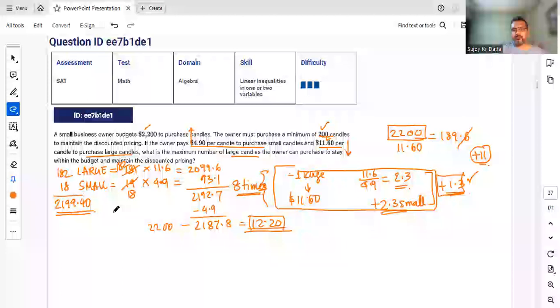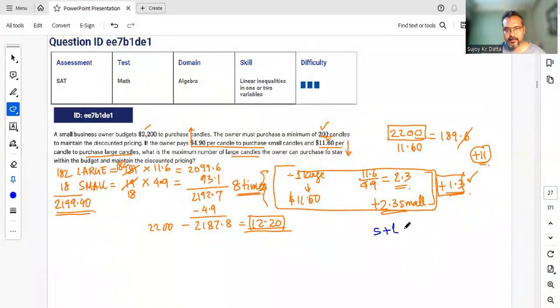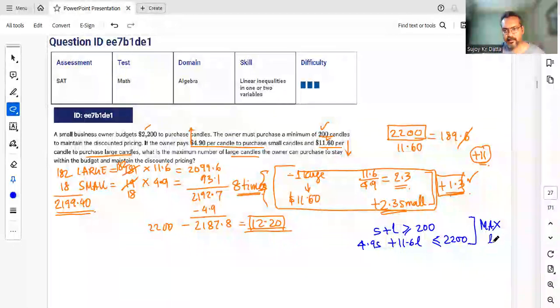So instead of solving with equations, I feel that this is a much better way of approaching because it's more logical. If you want to do it with equations, then your equations are going to be small plus large greater than or equal to 200, 4.9s plus 11.6l is less than or equal to 2200. Your target is to maximize L. And this is not a very easy question to solve, okay? Because you have to do a lot of algebraic manipulation to get to the answer. Can be done, but it's going to be much, much longer.